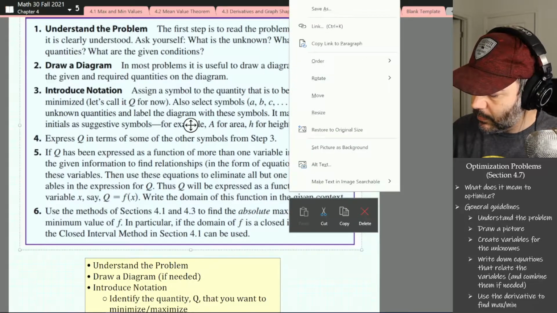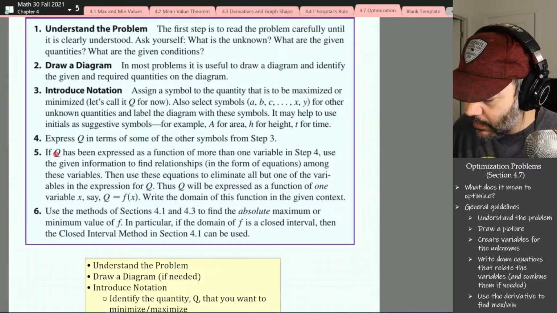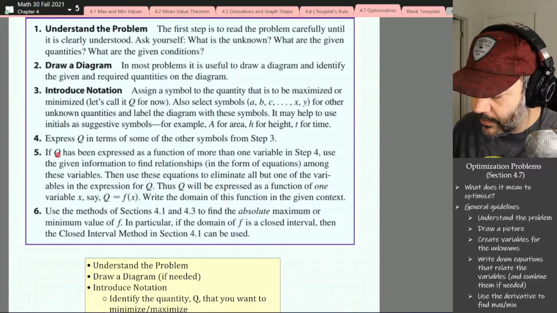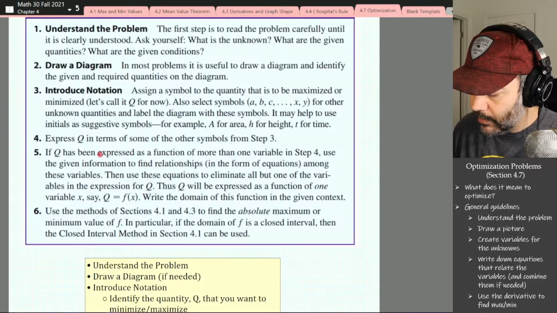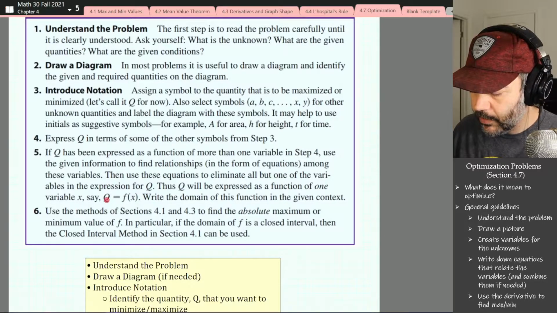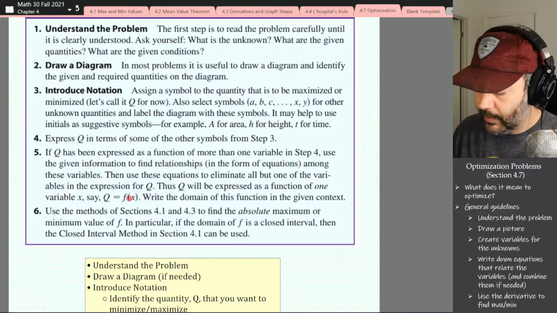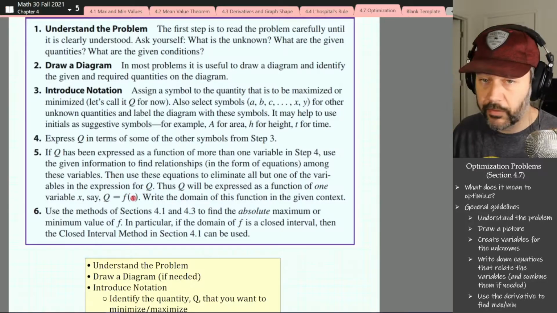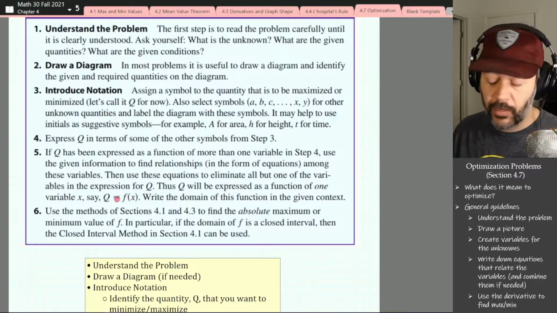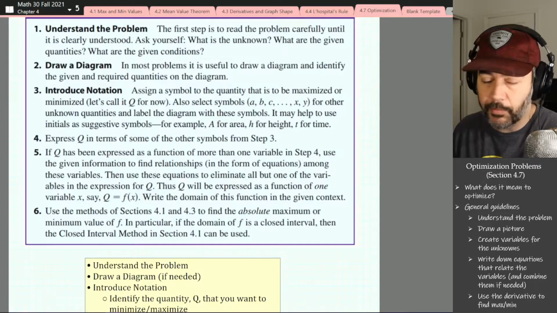Now if you've written Q equals stuff, if it's written in more than one variable, sometimes you have to substitute things, because you ultimately want Q to be equal to a function of a single variable. Because this course only has single variable calculus. We only know how to do derivatives when there's a single input variable.